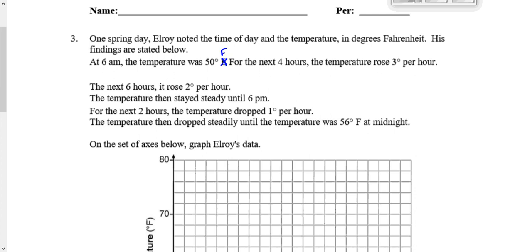Wait, what does it mean by drops? Okay. All right, this one will be going from 6 a.m. to 10 a.m., four hours. And let's see, 10 a.m., the next 6 hours would put it at what time? 4 p.m., right? Okay. Just checking you guys. And then it stays steady till 6 p.m., so we'll just say 2. I'll just write it down to be consistent. And after 6 p.m., 2 more hours, we'll put it at 8 p.m.